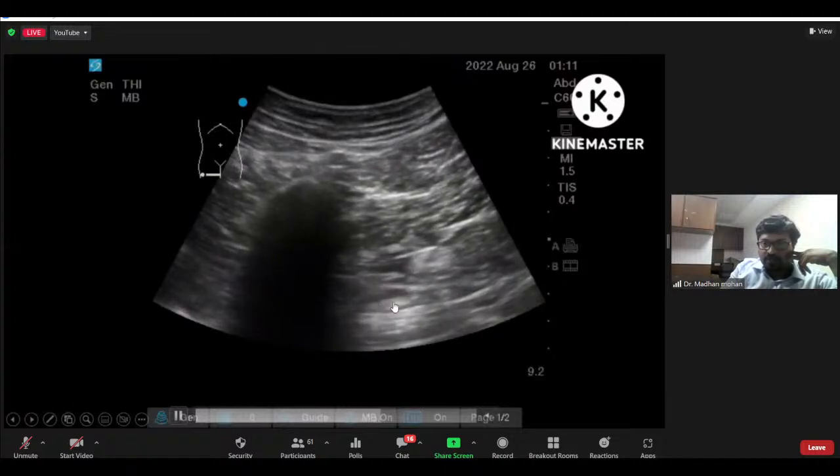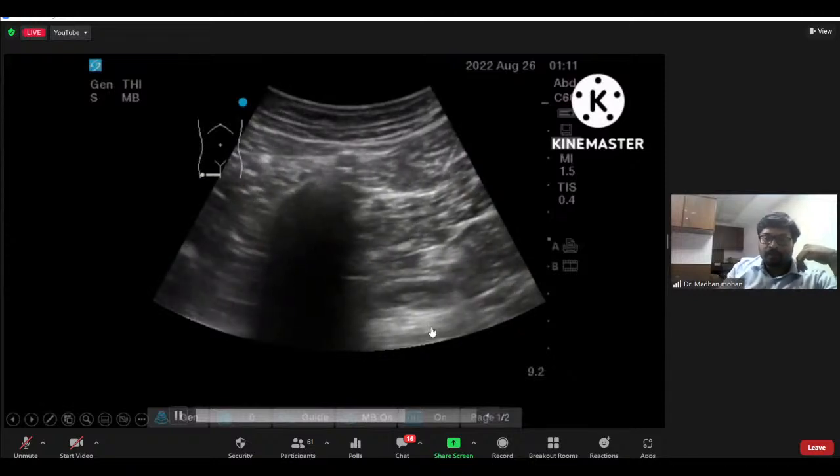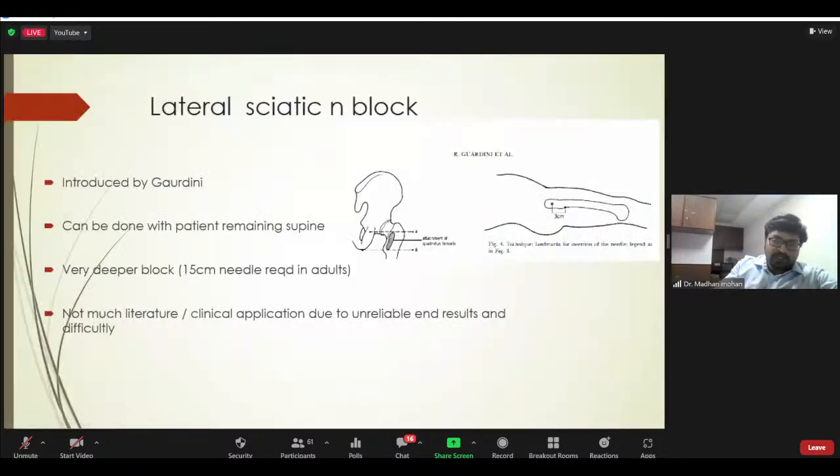So once you pierce and go close to the nerve, you can start depositing the drug. So yeah, this is the nerve. Now you can see the drug spreading around the nerve. So as far as the volume is concerned, for any sciatic nerve block, you can give a minimum of 15 or 20 ml, maximum 25 ml will be sufficient. And if it is a pediatric patient, you need to keep in mind the toxic dose and strategize your volume accordingly.